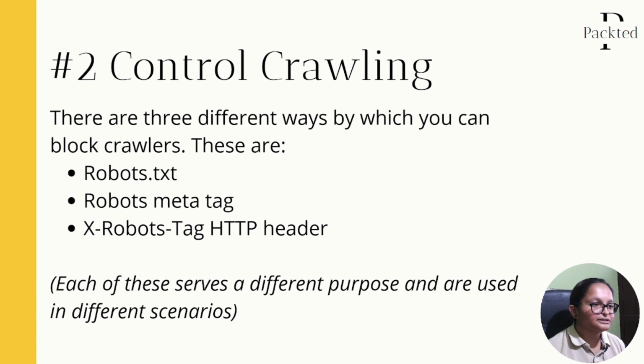The next fact is about controlling the crawling. It says that there are 3 different ways by which you can block crawlers from crawling your site, and these are robots.txt, the robots meta tag, which is the noindex nofollow thing, and the X-Robots-Tag HTTP header. All of these are used in different scenarios and situations. So it is not necessary that you would use the robots meta tag instead of robots.txt. They all are used in different scenarios.